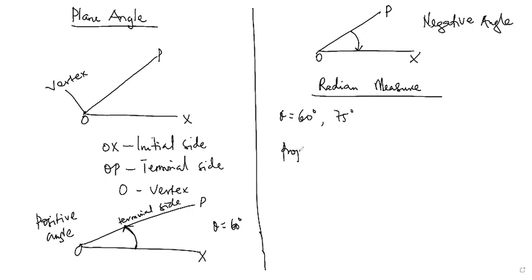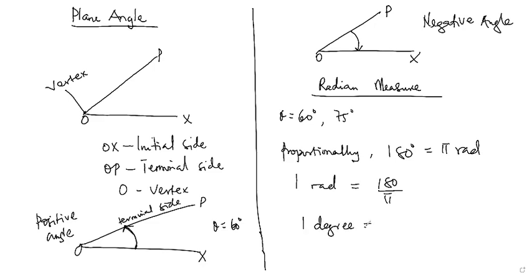Note that proportionally, 180 degrees is equal to pi radian. So 1 radian is equal to 180 over pi, and 1 degree is equal to pi over 180 radian.